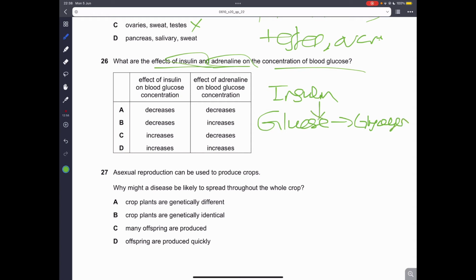So in turn it is decreasing the blood glucose concentration, while the effect of adrenaline is the opposite. Adrenaline has the opposite effect of insulin, in which it increases the blood glucose concentration. How does it do that? Well, it stimulates the conversion of glycogen to glucose, and therefore glucose concentration in the blood is increased. So B is the correct answer.